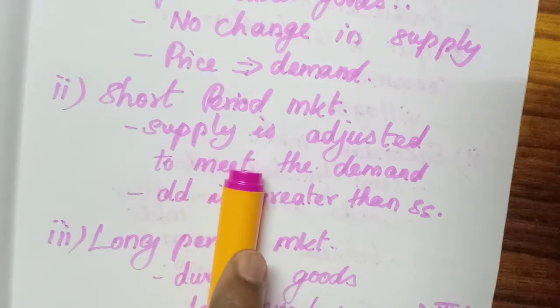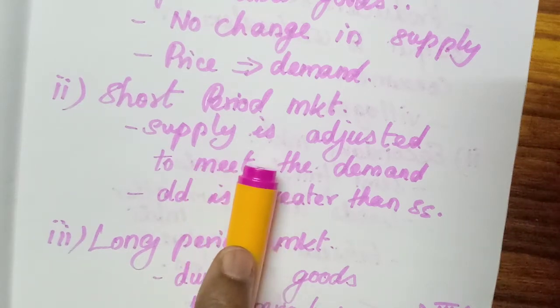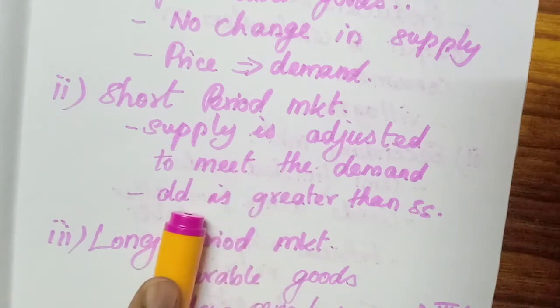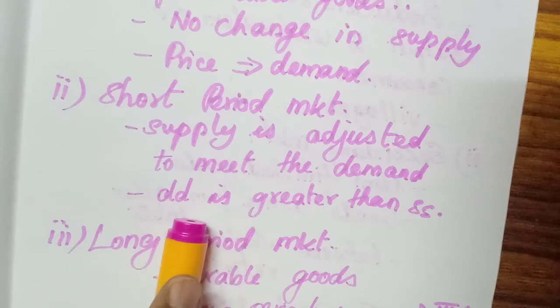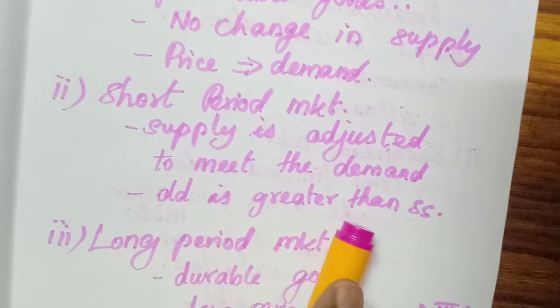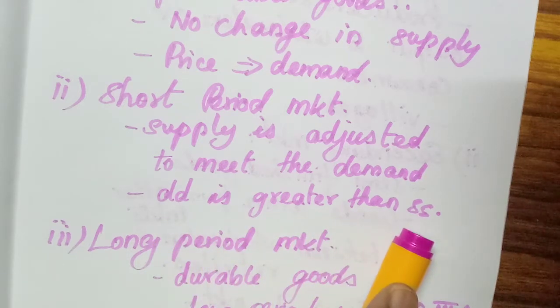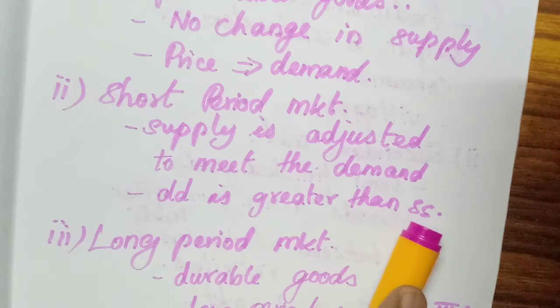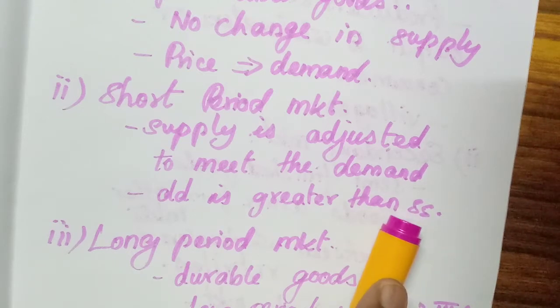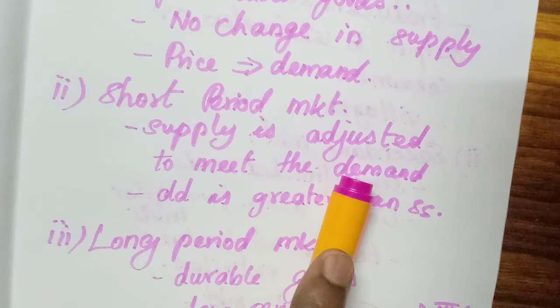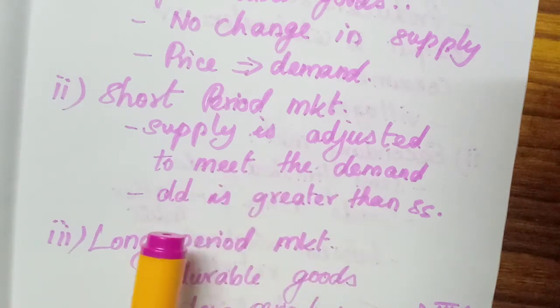So the demand will be very short. At that time everyone will come to buy umbrellas, isn't it? So that short period demand will be greater than the supply. So these people will adjust the supply in order to meet the demand for such products. These markets are called short period markets.